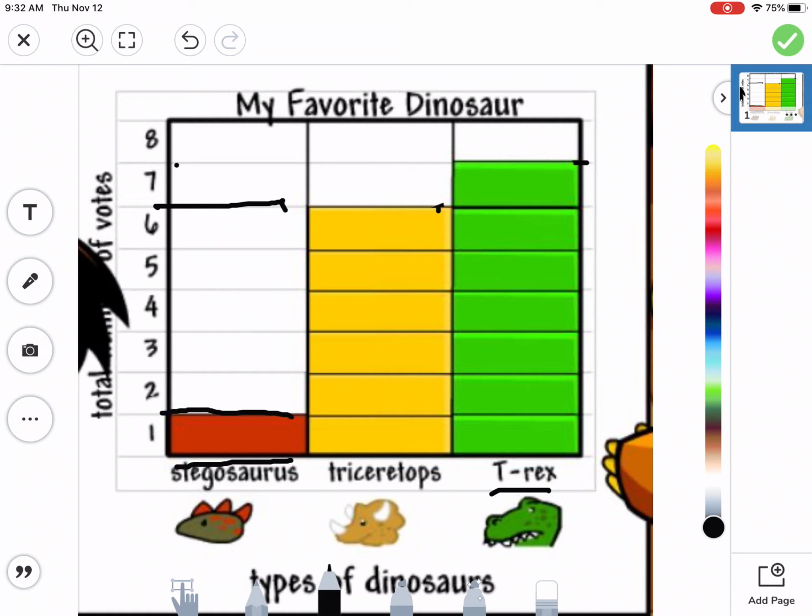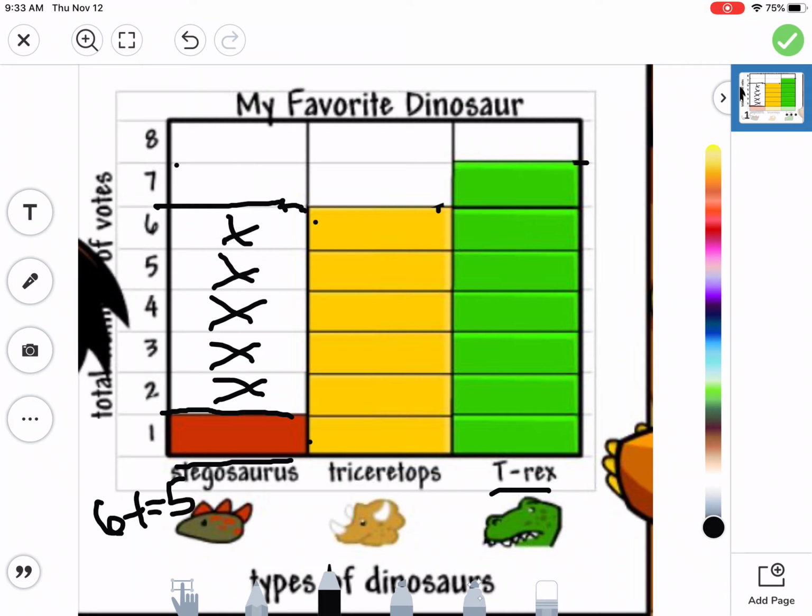So how many more people liked the Triceratops compared to the Stegosaurus? So I need to find the difference. So if Triceratops has 6 and Stegosaurus has 1, I know 6 take away 1 equals 5. And I can check that by checking my empty spots right here. So 1, 2, 3, 4, 5.